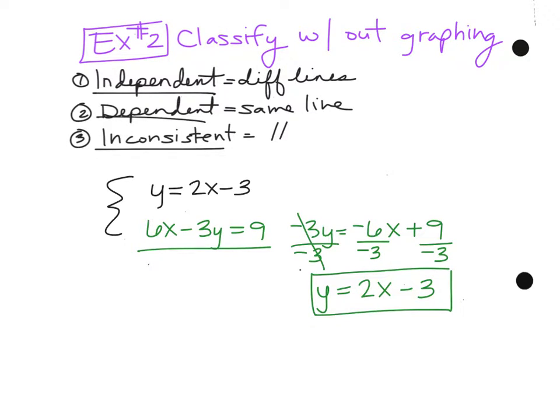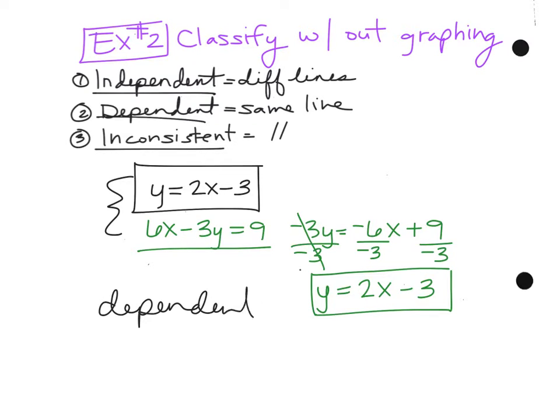So here are my 2 equations. Y equals 2x minus 3 and y equals 2x minus 3. Can you classify that for me? Dependent. That is dependent because that's the exact same line. Okay, so your answer here would be dependent, right? Because it's the same line. Questions on that?